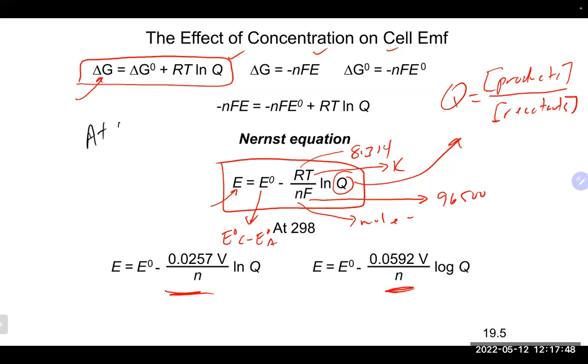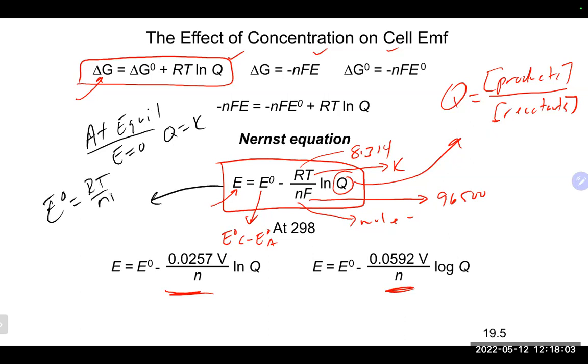By the way, this equation is how we get to the previous equation we just used, because when we hit equilibrium, E is equal to 0 and Q would equal K, which means basically this becomes the equation we just used, which was the RT over nF natural log of K. So that's basically how you derive the previous equation from the Nernst equation. Any questions on that?